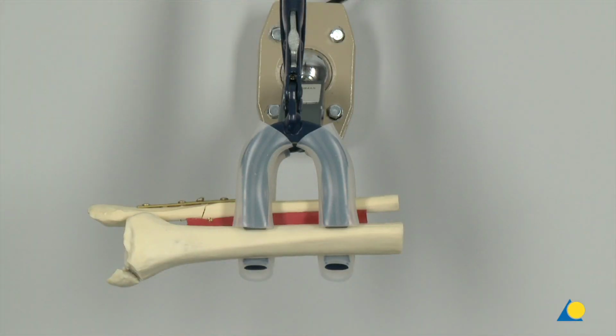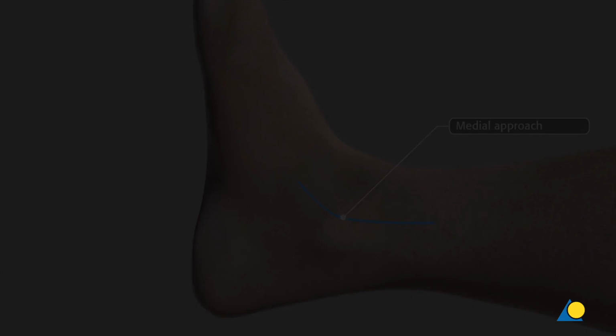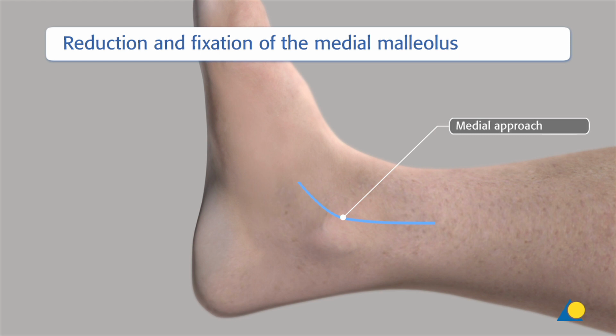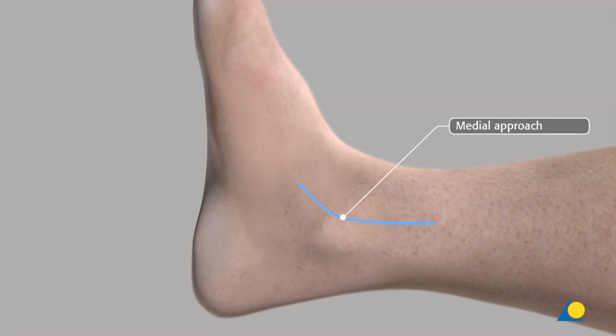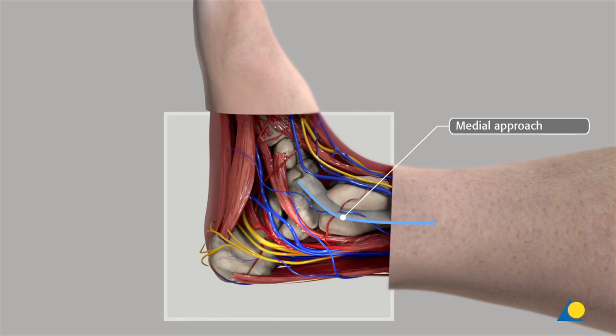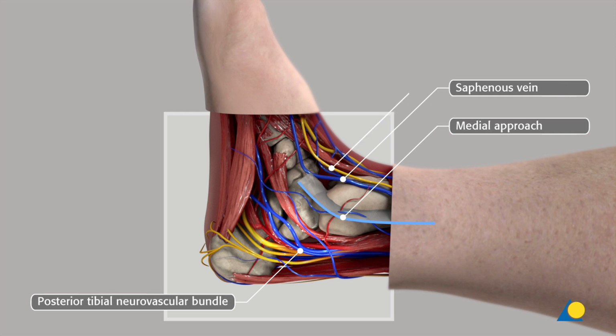The next step is the reduction and fixation of the medial malleolus. On the medial side, a medial approach is used. The approach is made through an anteriorly curved medial incision on the medial malleolus. The posterior tibial neurovascular bundle must be respected. The surgeon should be aware that the great saphenous vein and the saphenous nerve lie anterior to the incision.